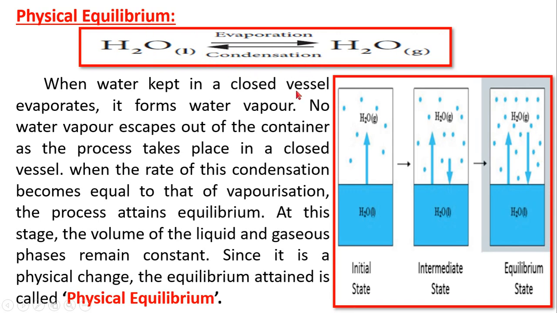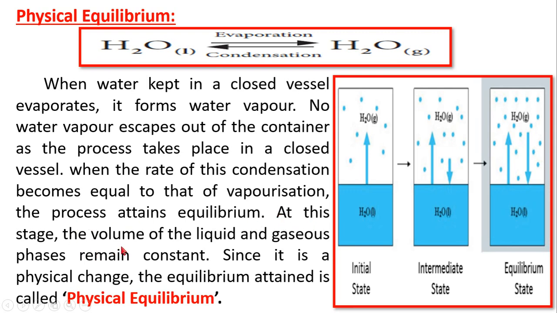So water is kept in a closed vessel. It evaporates and forms water vapor. No water vapor escapes out of the container because this process takes place in a closed vessel. So the rate of the condensation becomes equal to the rate of the evaporation. So the process attains equilibrium.